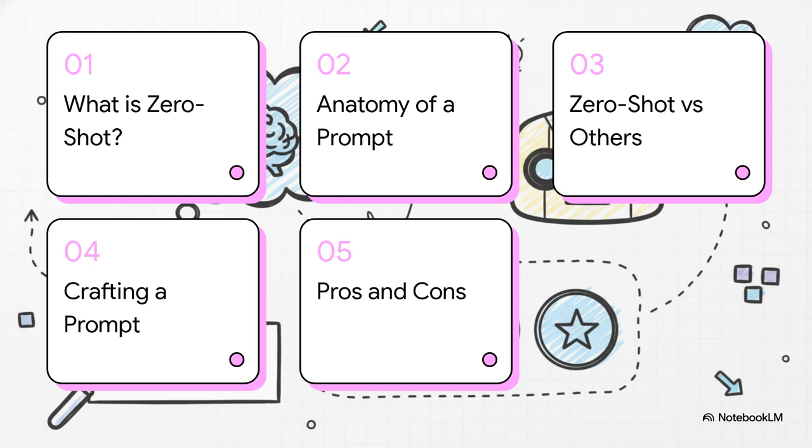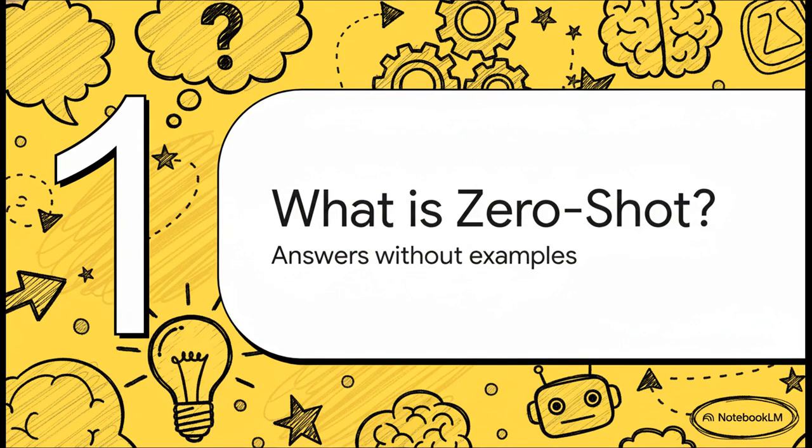So here's our game plan. First, we'll get straight to what zero-shot actually means. Then, we're going to dissect what makes a perfect prompt tick. After that, we'll see how it stacks up against the other methods out there, give you a practical guide for writing your own, and finally, we'll figure out when it's the absolute best tool for the job. All right, let's kick things off with Section 1.